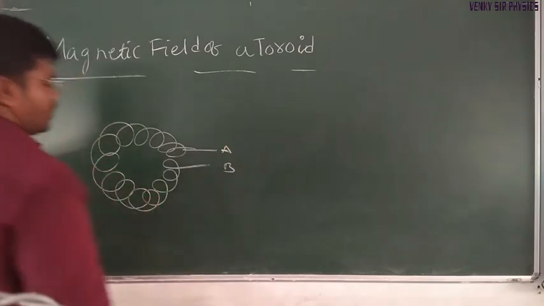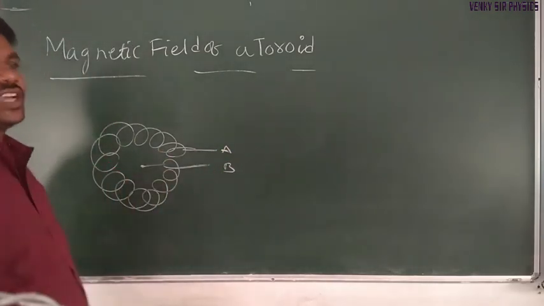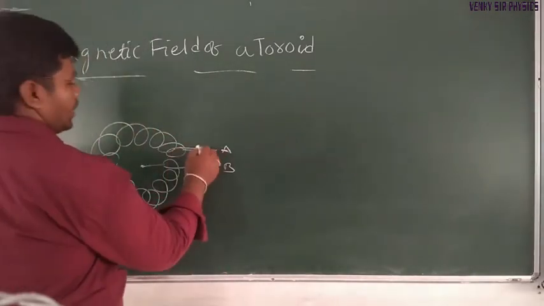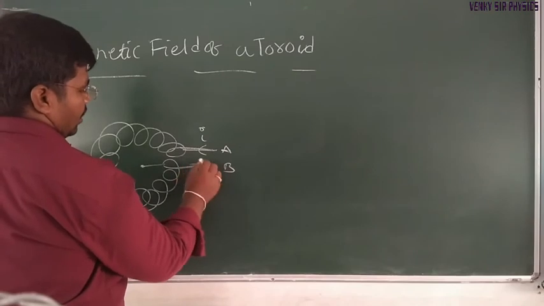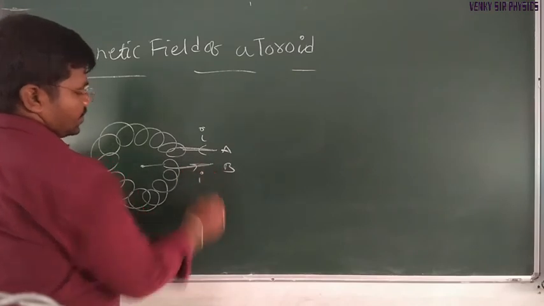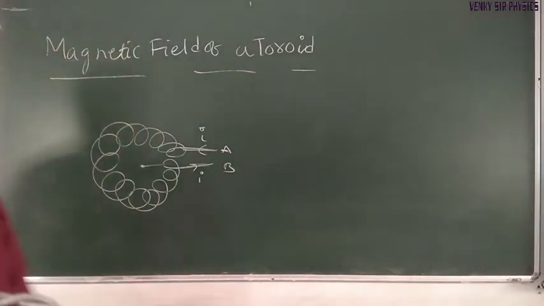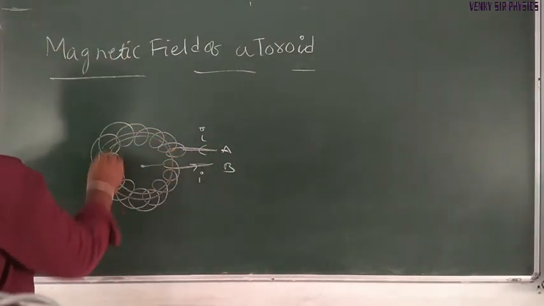A, B. So this we can say is a toroid. See here, at A we send current in, and at B the current is out from the toroid. So we can get the field lines inside the toroid, not outside the toroid.